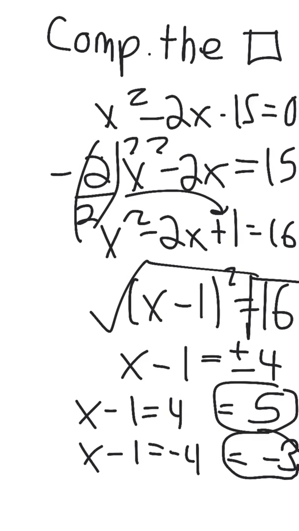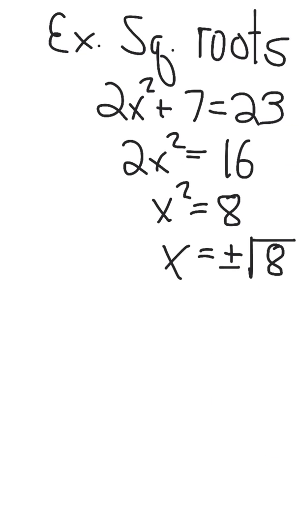And then the last method we're going to look at is extracting the square roots. Pretty simple. This is a different equation we're using now. 2x squared plus 7 equals 23. Take the 7 from both sides. You're going to end up with 2x squared equals 16. From there, you would divide each side by 2, so you get x squared equals 8. And then take the square root of both sides. You get x equals plus or minus the square root of 8.